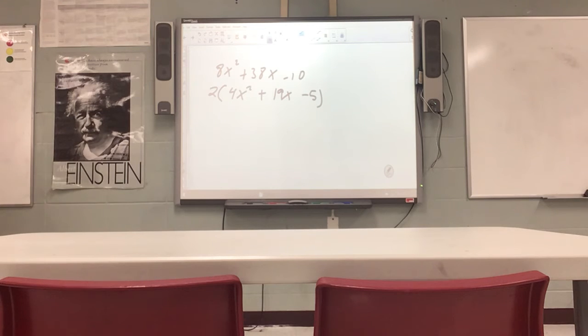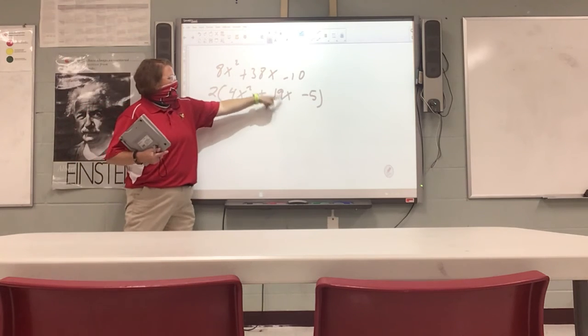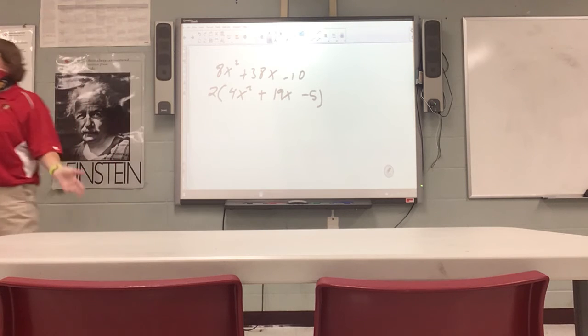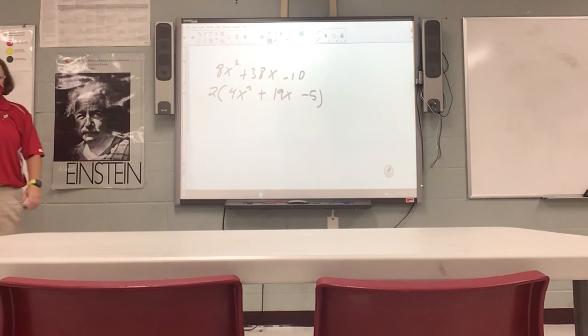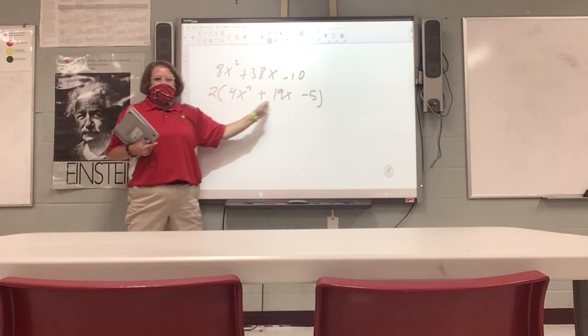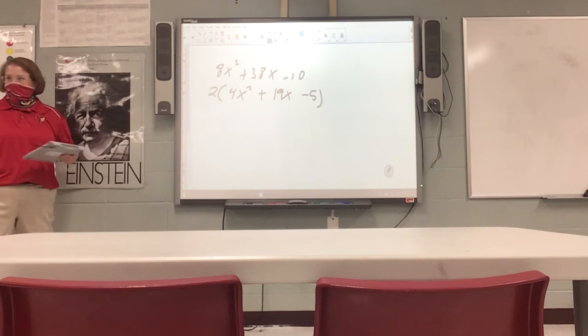Okay, so you can see that's just 2 times 4x squared, 2 times 19x, so it's just backwards distributed property. Now, sometimes you'll be lucky and be done there, sometimes you won't. So what we have to do now is see if this new trinomial that we came up with can factor any farther. If it can, we gotta keep going, if not, we're done.